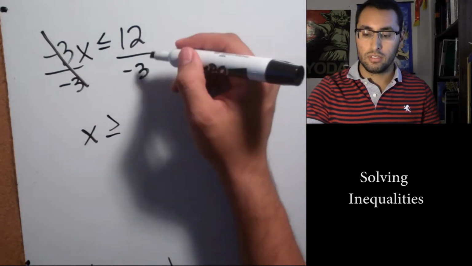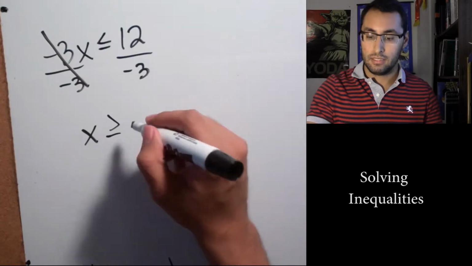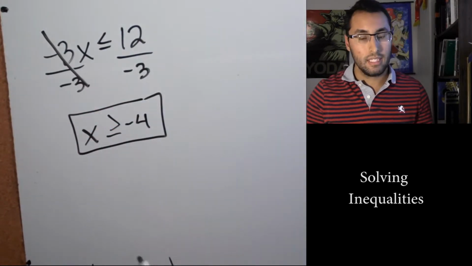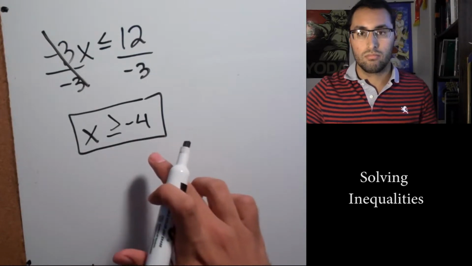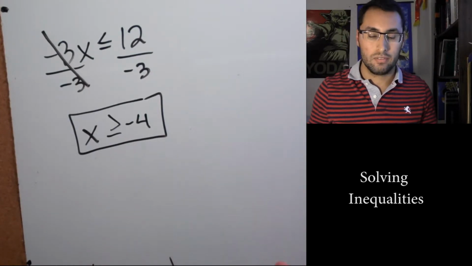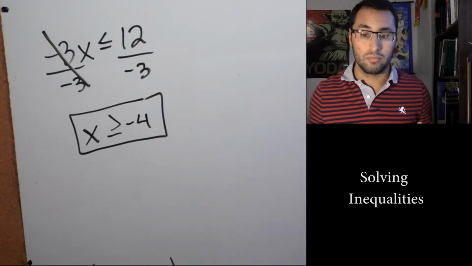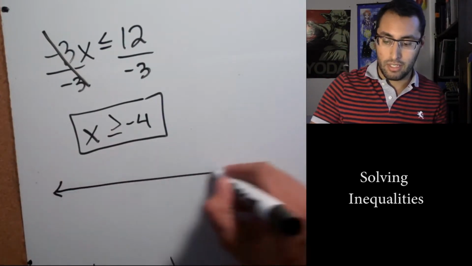Okay, and 12 divided by negative 3 is a negative 4. So that's what I really want. So what this says is x is greater than or equal to negative 4. Well, ask yourself the question, what are some numbers that are greater than or equal to negative 4? Well, there's a lot of them. Well, let's figure out these numbers by graphing them.